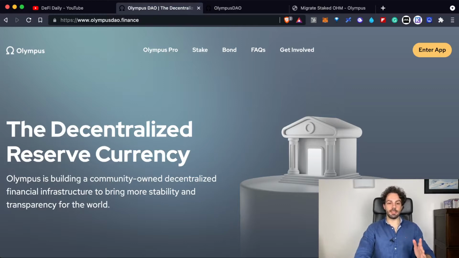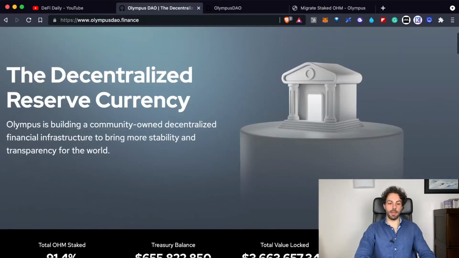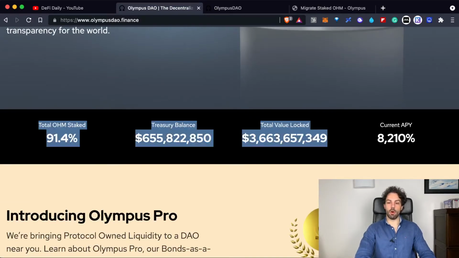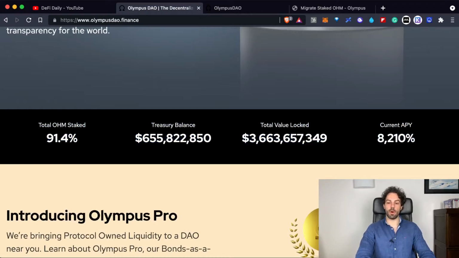As you can see, this is the homepage. Here you can find all the metrics. The current APY is around 8,000%. The total value locked is close to 4 billion, and the treasury balance, so how much crypto they have in their own treasury, is around 600 to 700 million.